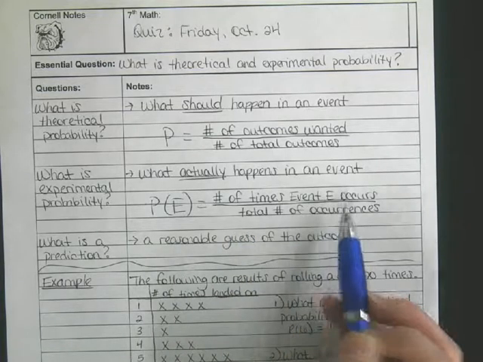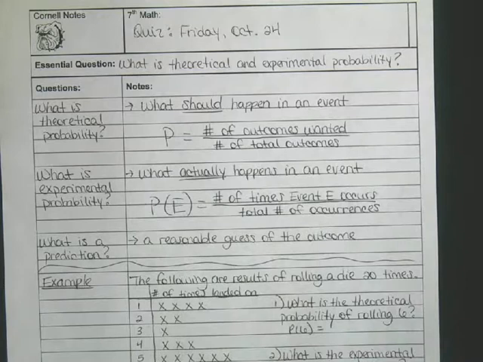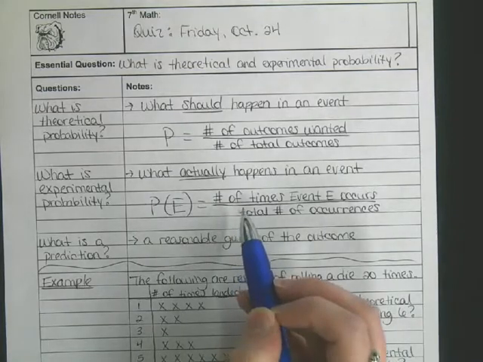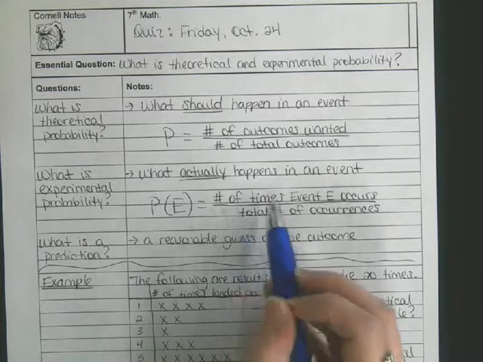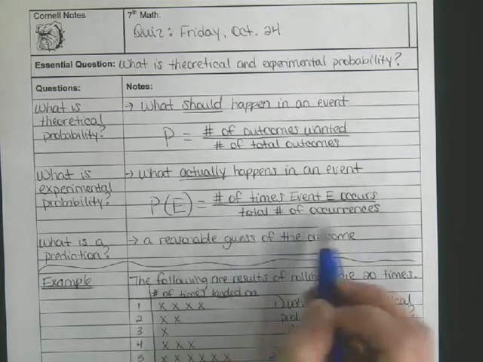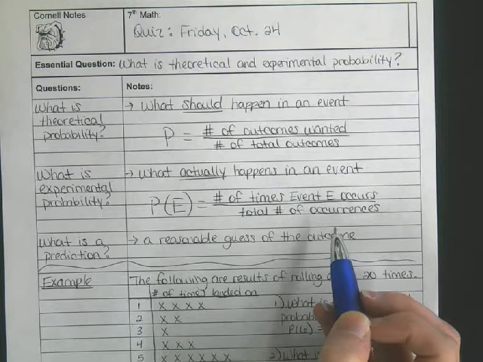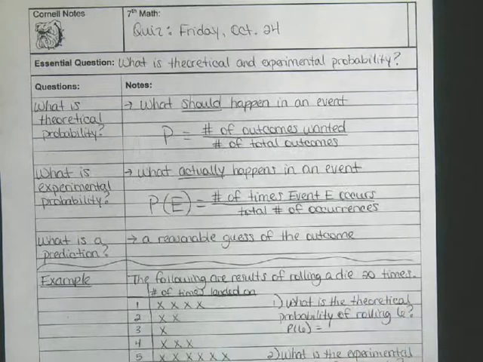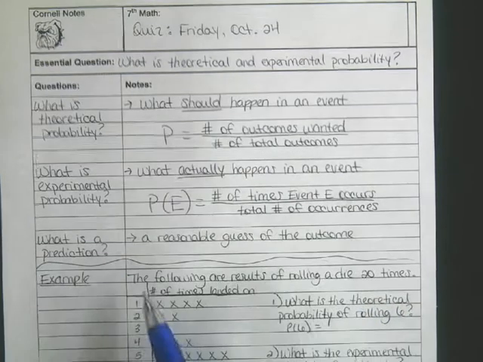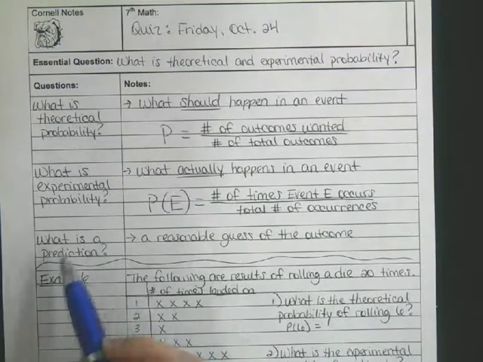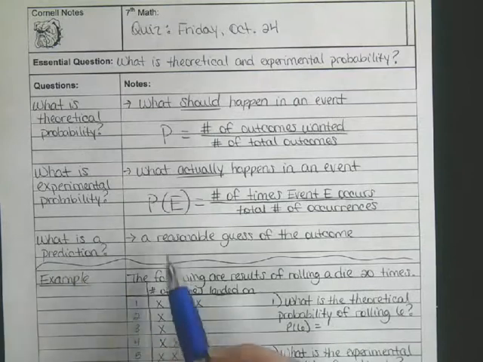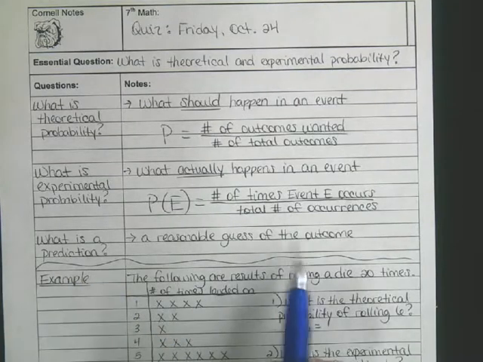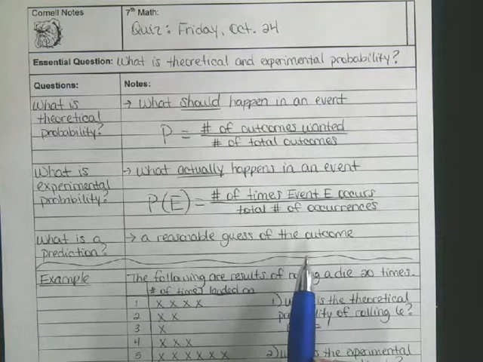So in experimental probability, you're writing down the number of times event E occurs. An event E is just whatever you want to happen. So let's say tails. So in my example, I said it landed on tails 3 times. So you would say 3 out of the total number of occurrences, which would be 4. For your experimental probability, you will be given data, or you will be generating it based on the experiment you are performing. And whenever you're performing experiments, you will have to make a prediction. And a prediction is just a reasonable guess of the outcome. You will be practicing with that later in the week.